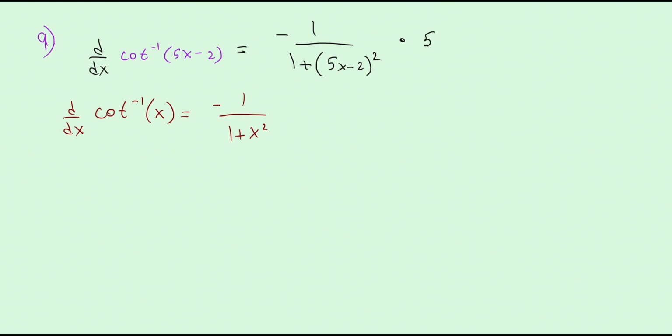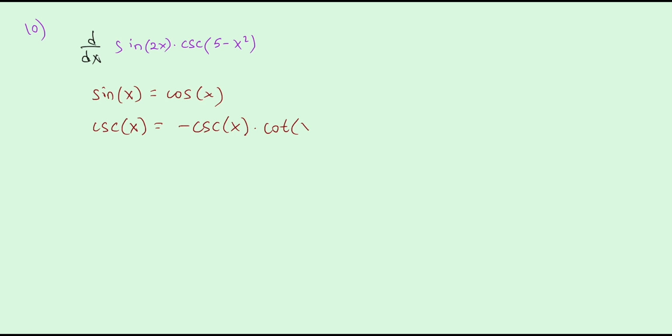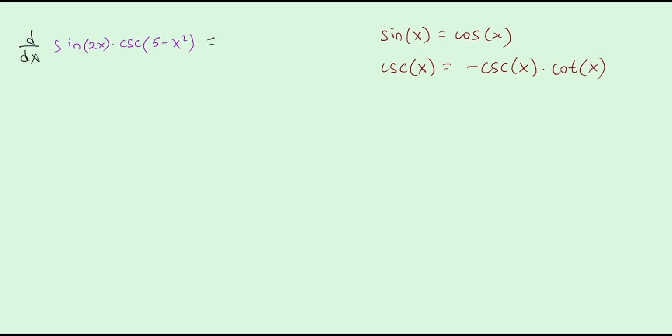Now let's move on to the next example. For this example, we're deriving sine of 2x times cosecant of 5 minus x squared. Now let's go over some of the formulas. The derivative of sine is going to be cosine. The derivative of cosecant is going to be negative cosecant of x times cotangent of x. Now let's find the derivative using these formulas.